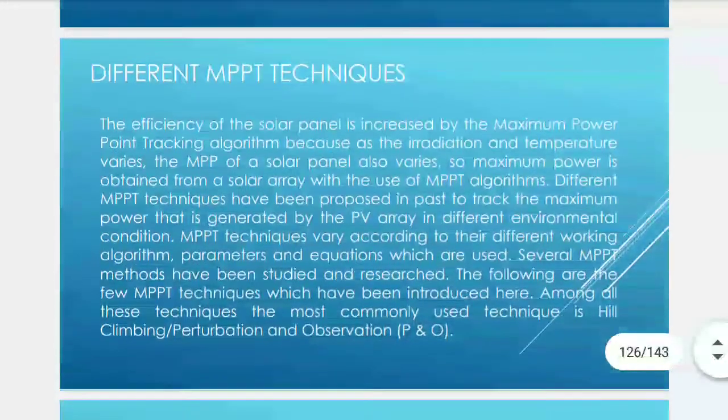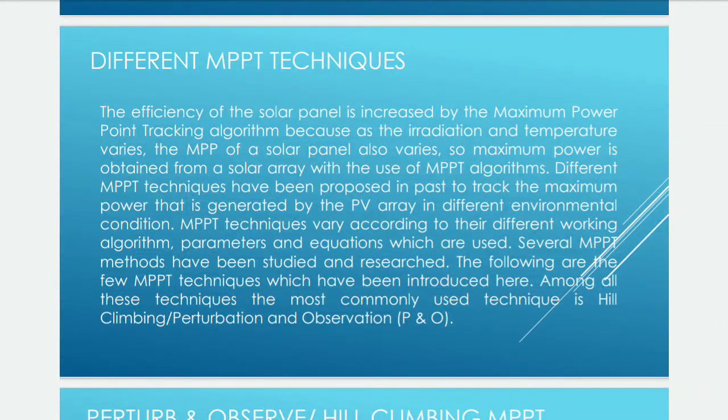Different MPPT techniques. The efficiency of the solar panel is increased by the maximum power point tracking algorithm, because as the irradiation and temperature vary, the maximum power point of a solar panel also varies. So maximum power is obtained from a solar array with the use of an MPPT algorithm.